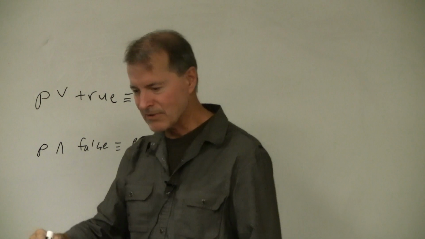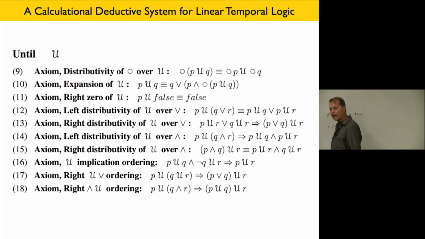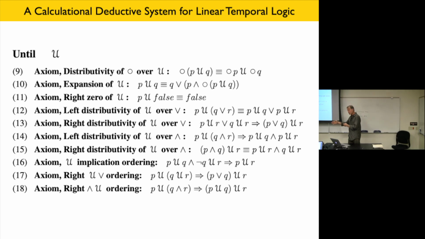This is a right zero of until. P until false equals false. Do you see why this is false? Because what does P until Q mean? P is true until Q is true, but false is never true. So P until false is false, because Q never happens. But that's an axiom, you know.